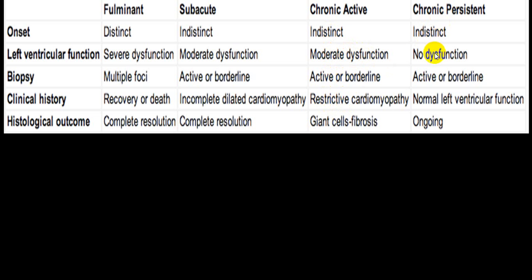But in chronic persistent, usually person does not have much LV dysfunction. Biopsy wise, active or borderline. By and large, there is a normal left ventricular function, and there is a constant histological ongoing damage which can be seen.